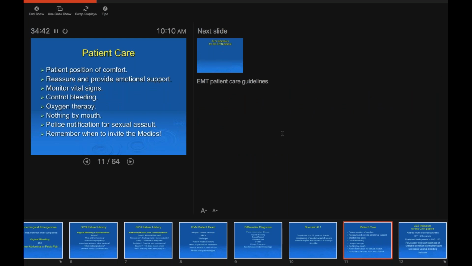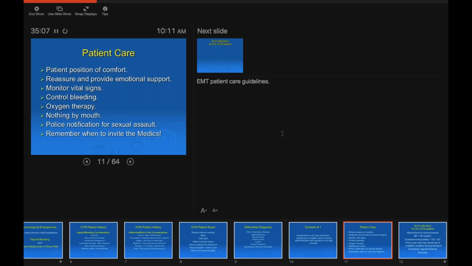So patient care obviously is position, comfort, reassure and provide emotional support. Obviously, vital signs need to be done. We're going to control some bleeding. Oxygen therapy if needed. Do not give anything in my mouth, okay? Nothing in my mouth at this point because it's an abdominal issue. If there is sexual assault, please notify PD.